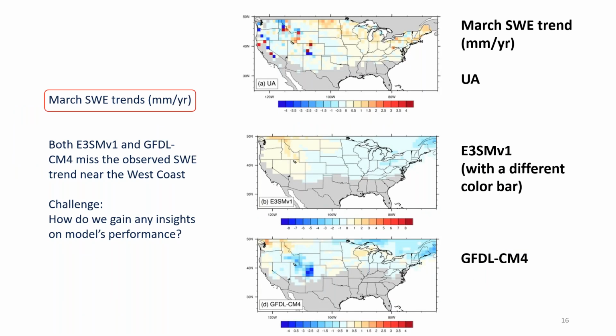And next, here we show the March SWE trend. Top panel shows the results from UA, the bottom 2 panels from the E3SM and GFDL models. The overall impression is both models miss the observed SWE trend near the west coast. So we don't see the Sierra Nevada basically in the models. The challenge, of course, is how do we gain any insights on models' performance? Then we can talk about the model improvements.